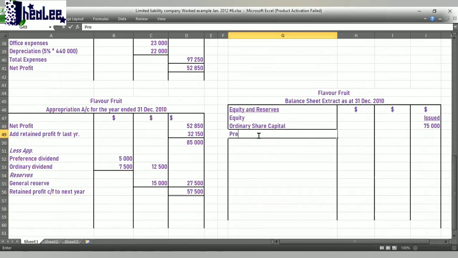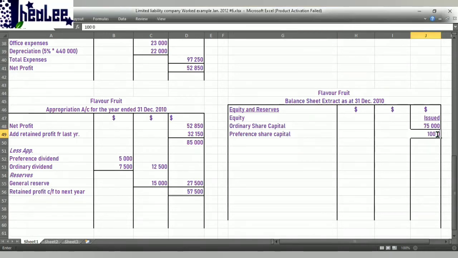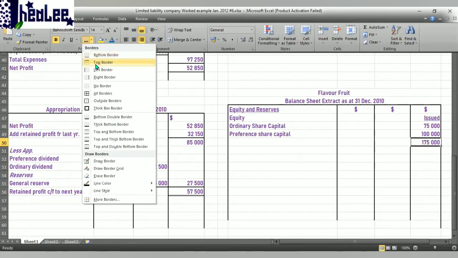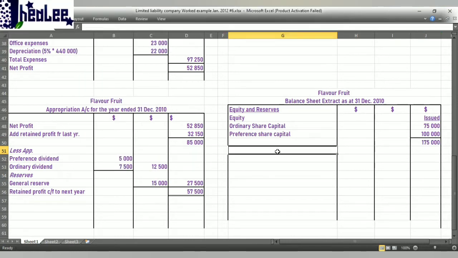Next, we're going to pick up our preference share capital, which is $100,000. So we're listing preference share capital, and the amount is $100,000. Next, we're going to add those two together. So we have a total share capital of $175,000. And we are now going to move into entering our reserves.